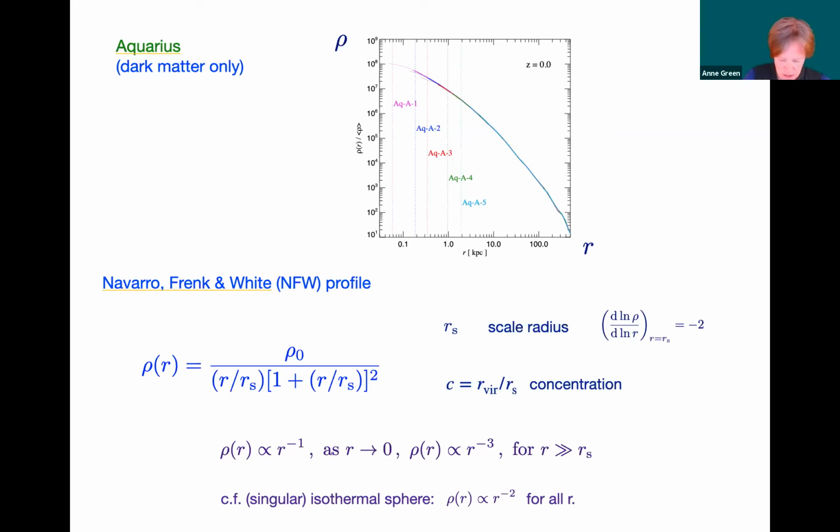The other thing that's interesting to look at is the asymptotic limits. As r tends to zero, in the square brackets we get a one, and so we just get r to the minus one. As r is much bigger than r_s, the r over r_s term in the square brackets dominates, and hence we get r to the minus three. So that's how that works out.